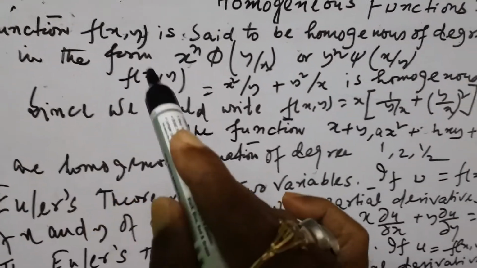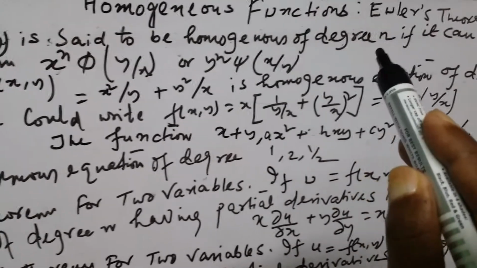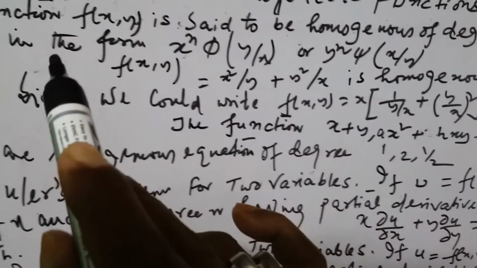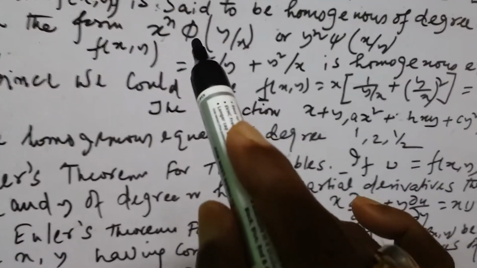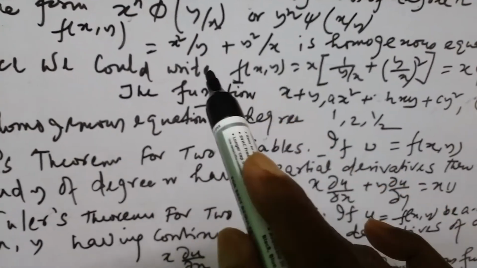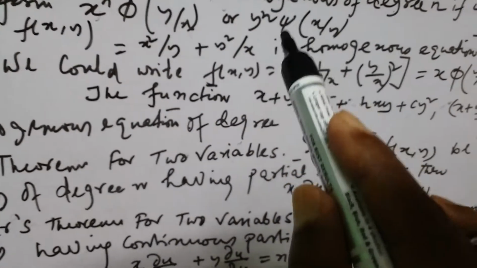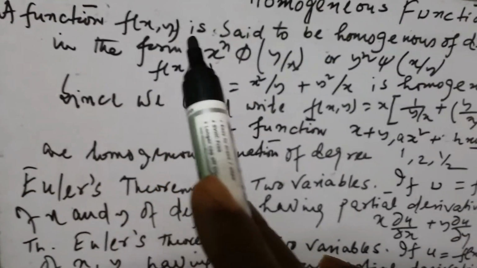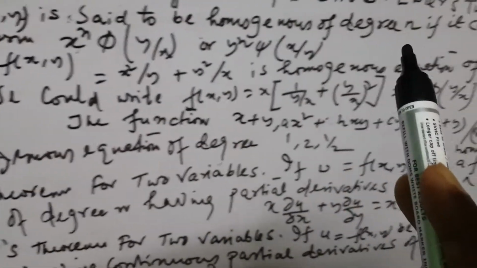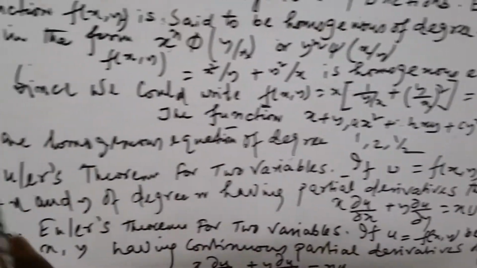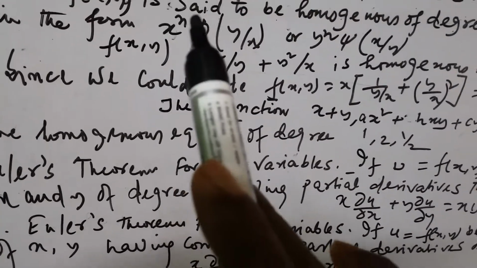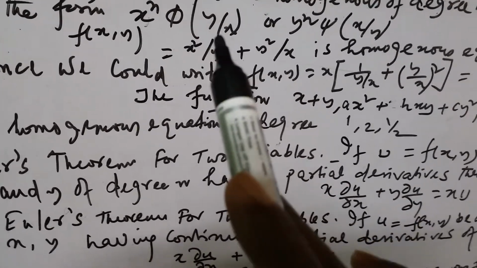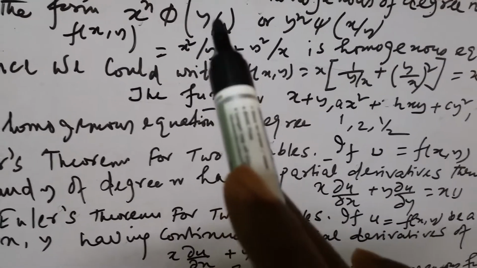A function f(x,y) is said to be homogeneous of degree n if it can be expressed in the form x to the power n phi(y by x) or y to the power n psi(x by y). A function f(x,y) is said to be a homogeneous function if it can be expressed as x to the power n phi(y by x).